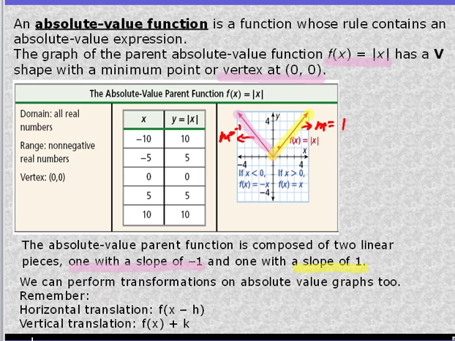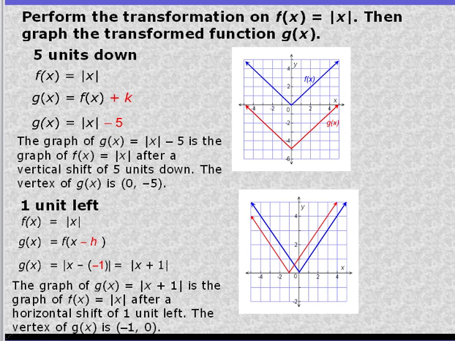So we can perform transformations on absolute value graphs. And here is the rule for horizontal and vertical translations. The transformed function is going to be f of x minus h for a horizontal translation. For vertical, it's going to be f of x plus k. So let's look a little bit more closely at what that actually means.